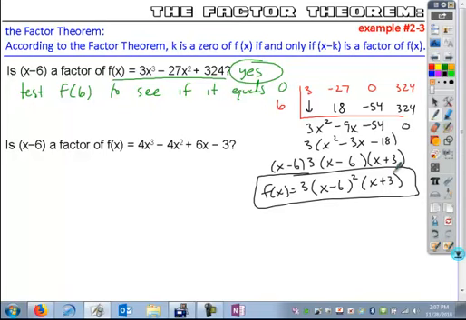Okay, so if I wanted you to test this second polynomial and see is x minus 6 a factor of this, I want you to go ahead and do that now if you haven't already. And you can do that using the remainder theorem. And if your remainder is 0 when you test it, then it is a factor. If it's not, then it's not a factor.